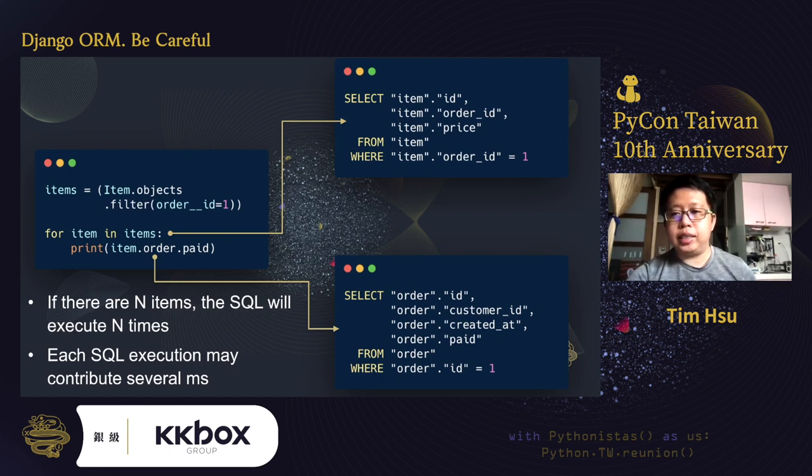The left-hand side is a simple loop to iterate items. Each loop accesses order via a foreign key. When the loop starts to iterate, we fetch all items we want. The corresponding SQL is on the right tab. When we access order, Django helps us fetch data via another SQL query. If there are n items, the second SQL will execute n times. Due to the need to send SQL queries across a network, too many SQL queries is a waste of time.